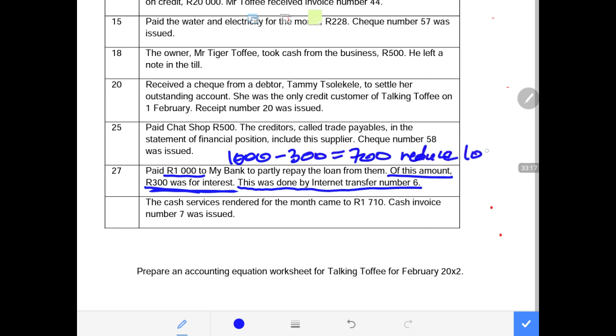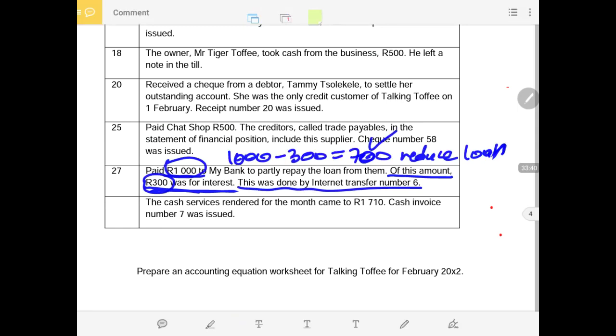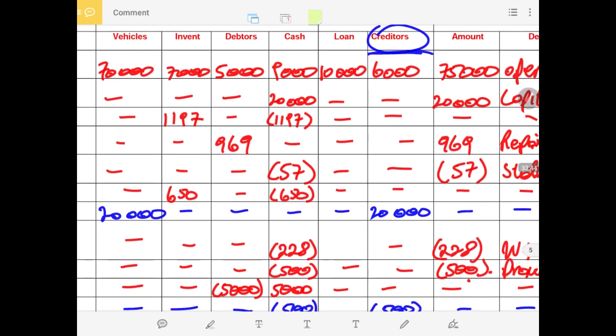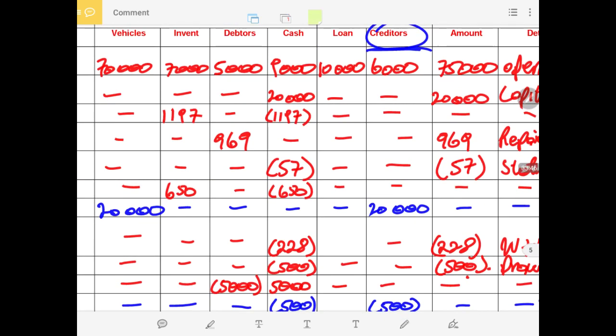This reduces the loan. The interest does not affect your loan, it's just the cost of borrowing money. Therefore, our loan will be reduced by the capital part of the installment of 1,000 rand that we have paid. So 700 will be reducing the loan, 300 is the interest. The total amount paid is 1,000 rands. So now let us decrease our loan by the amount of 700 rands.